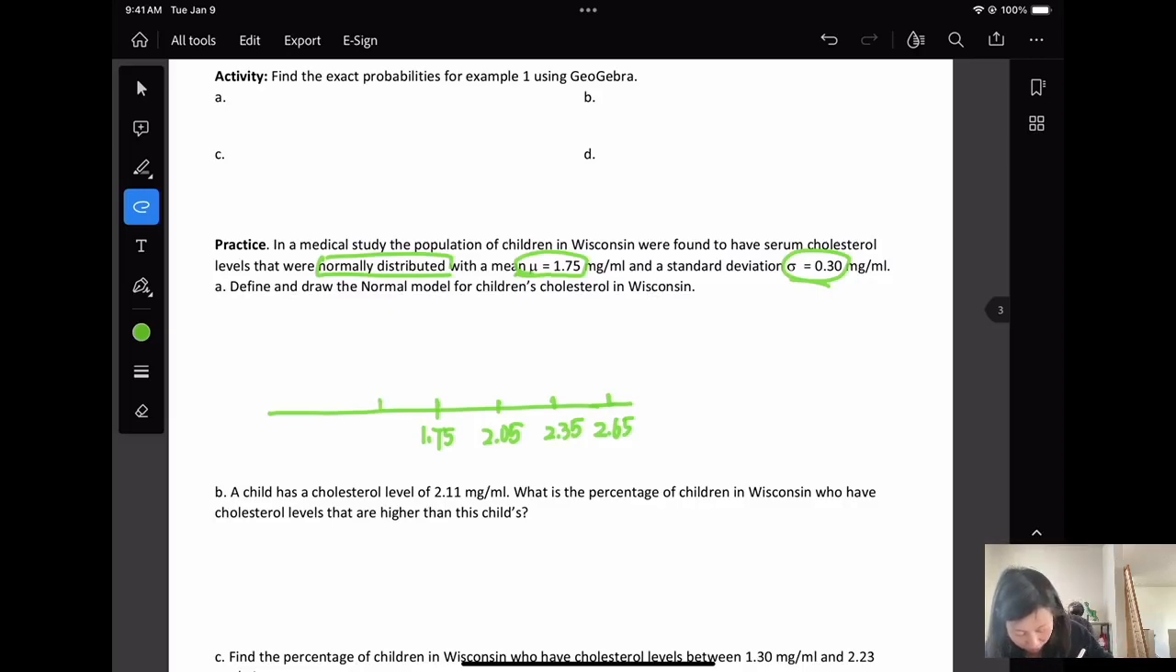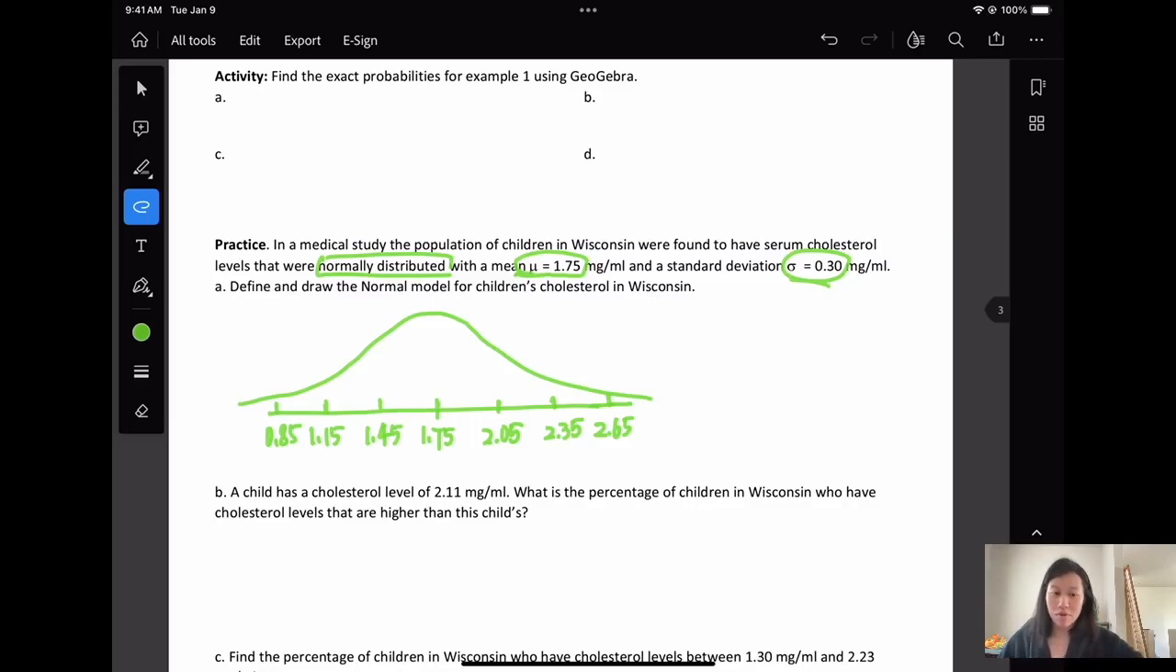And then subtracting, one standard deviation away is going to be 1.45. Two standard deviations is 1.15, and three is 0.85. And then that should be your curve. It doesn't have to be perfect as long as you show your numbers and what it looks like, and the center, which is the peak, is going to be the mean. Then you will get full credit.